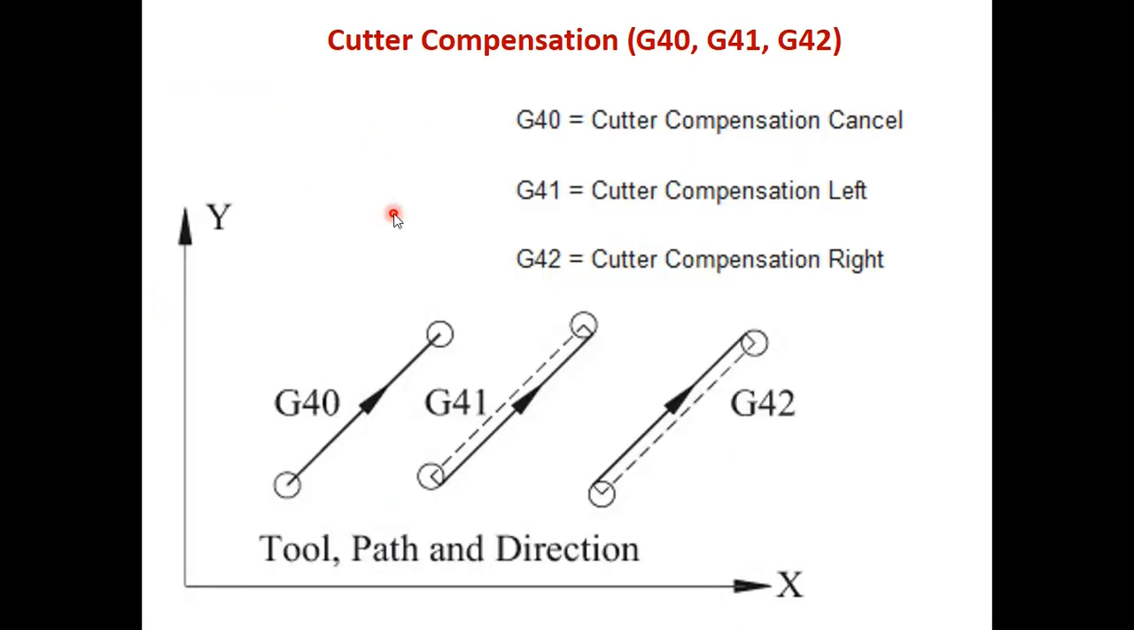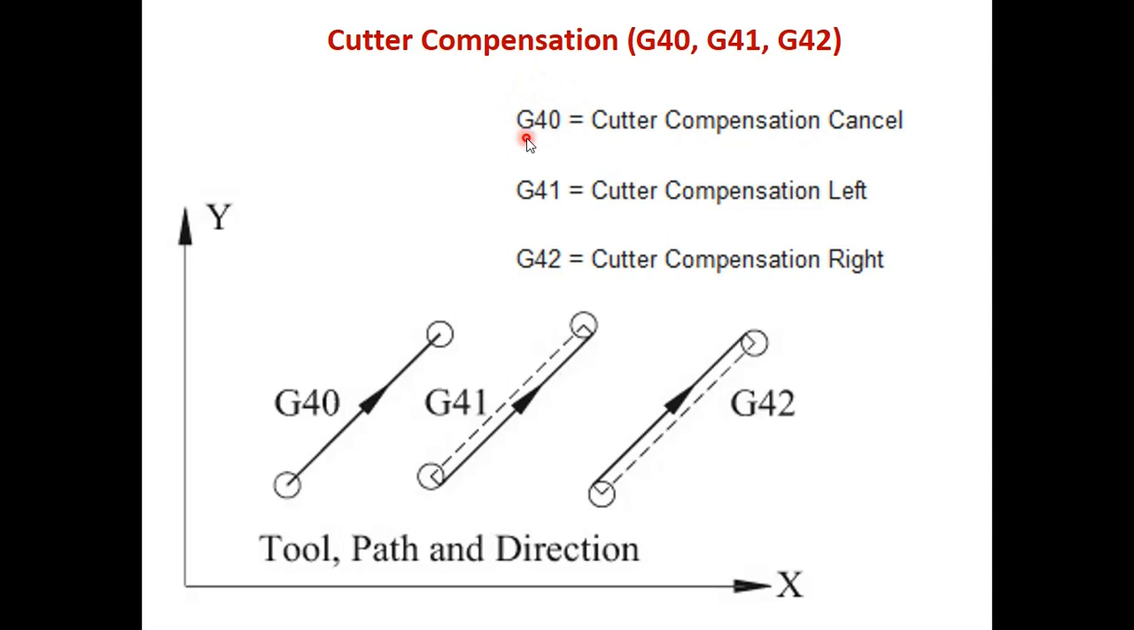Now there are three G codes to give the cutter compensation. So first is G40, that is cutter compensation cancel. Then G41 cutter compensation left, G42 cutter compensation right. So G40 is where the cutter compensation is cancelled. Whenever you are doing any new program on a milling machine, we have to initially give this command G40.